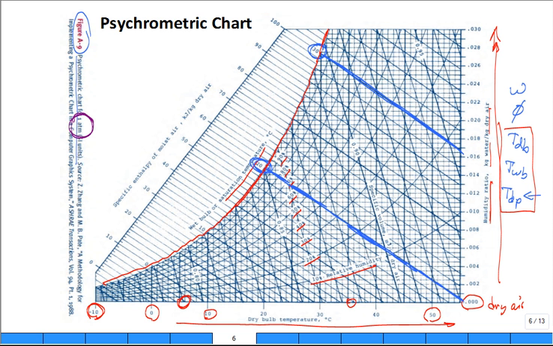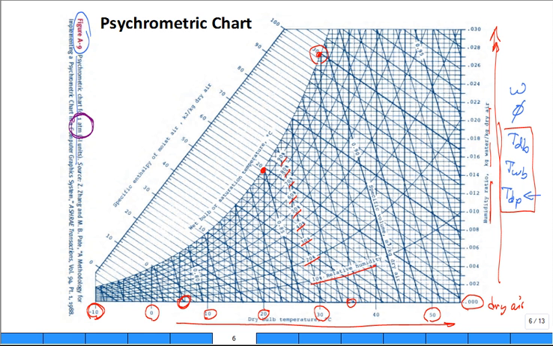So let's say I'm at this point right here. What's the dew point temperature of the condition right there? If the moist air is right there, it has a dry bulb of 30. What is its dew point temperature? 30. If the condition of the air is right here, it has a dry bulb of 20. What is its dew point temperature? 20. Got it?